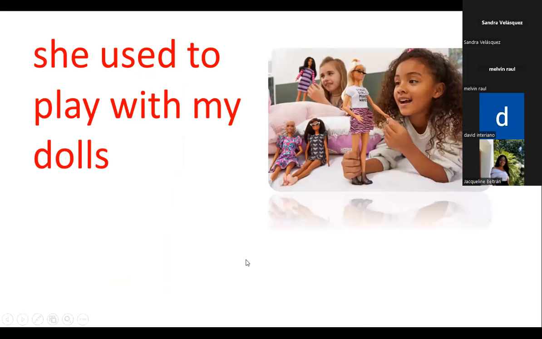Jacqueline, read the other one. I used to play with my dolls. Oh, very good. That's a favorite play. That's good. We always have to continue being a child inside. What is the meaning of dolls? Muñeca. Okay. But there are types. We have Barbies. What other dolls do we have? The baby dolls. Very good. We have the Annabelle style, but that's a different kind of doll, right?